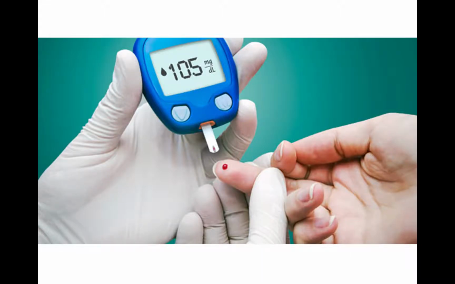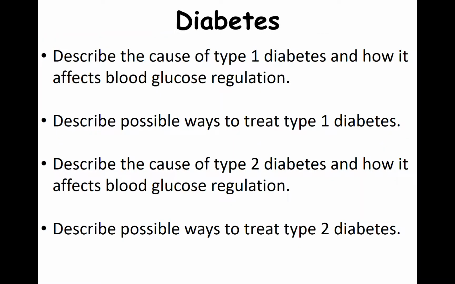This lesson is on the topic of diabetes. So our title today is diabetes, and by the end of the lesson we should be able to describe the cause of type 1 diabetes and how it affects blood glucose regulation. We should describe possible ways to treat type 1 diabetes. We should describe the cause of type 2 diabetes and how it affects blood glucose regulation, and we should describe possible ways to treat type 2 diabetes.